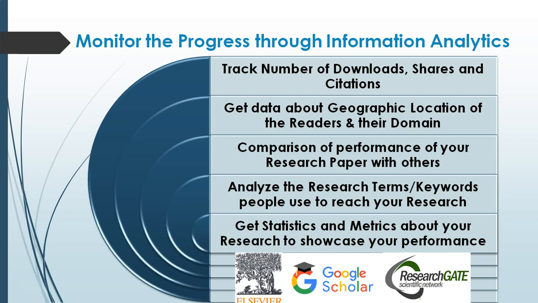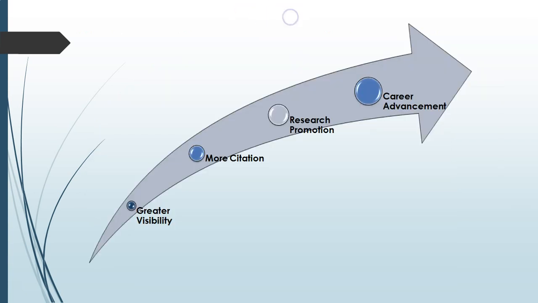So it's all about preparing impactful research, keeping in mind the promotion you are going to make, and after that promote your research at every possible platform, and then monitor your progress through information analytics. Now you can see from this infographic that, remember, the greater visibility you have will result in more citations, and more citations mean research promotion, and research promotion is obviously career advancement.